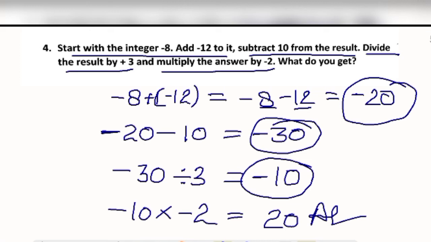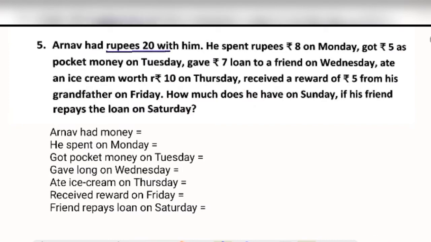Okay, step by step we are doing this question. Firstly we have taken -8. In that -8 we have added -12. So -8 plus -12 is -20. Then from the result we have subtracted 10. So -20 minus 10 will be -30. Then divide the result by +3. What we have found here? -10. And then we have multiplied it by -2. So minus minus plus and then 20. This is your answer.